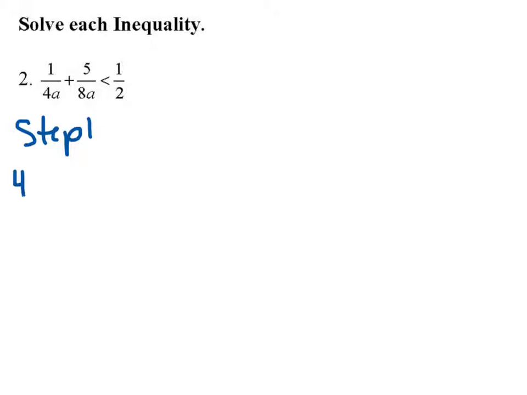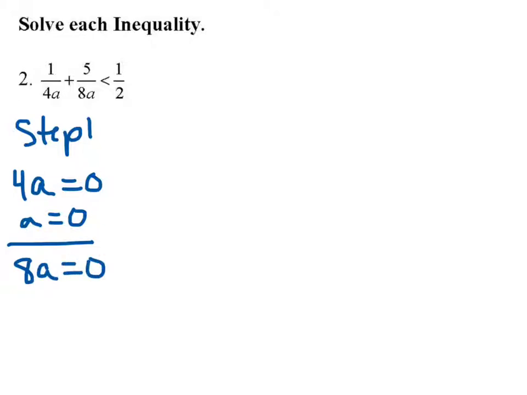So I have a 4a. If that were equal to 0, then a would be 0. If 8a were equal to 0, that just means that a would be 0. And this third denominator is just a numerical value, so we can ignore that for finding our excluded values. Therefore, a equal to 0 is our excluded value on the number line. So now we've done step 1.